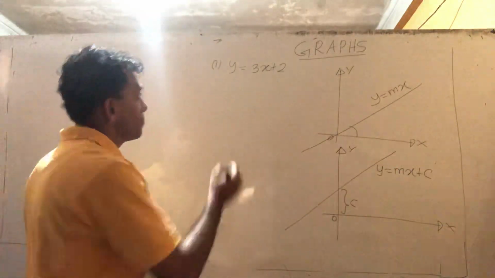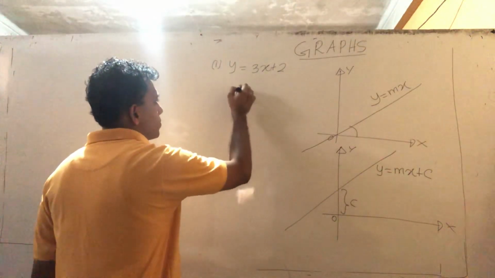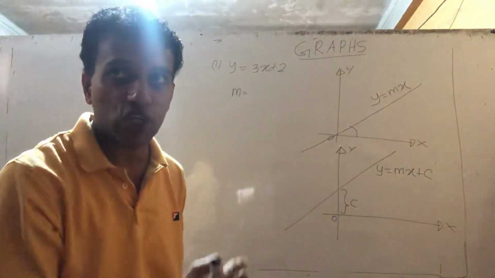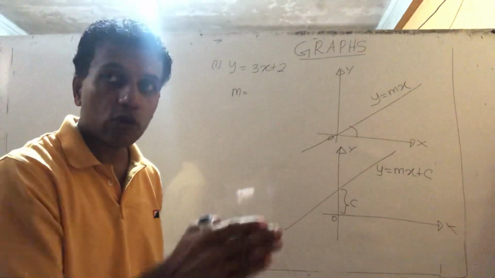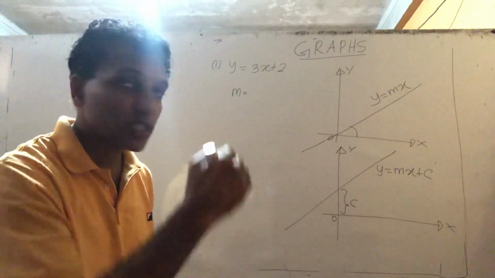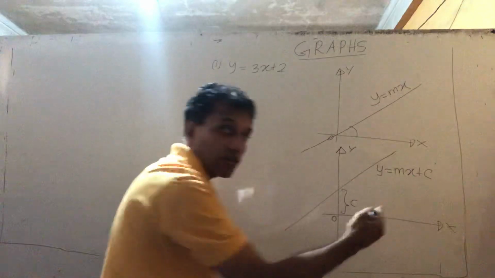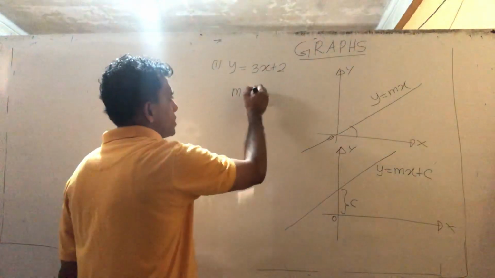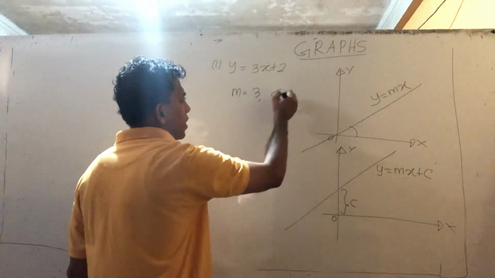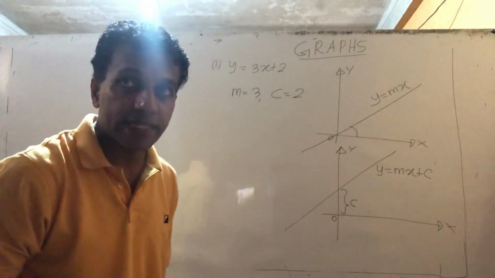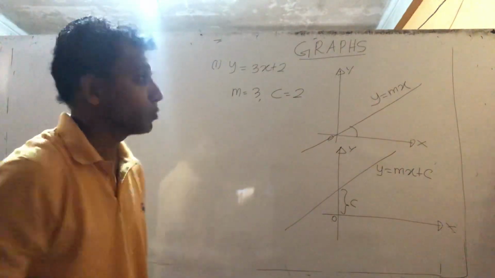So what is m? m means the coefficient in front of the x. If you write y equals, the number in front of the x we call m. So in front of x, 3. See here, m, x, in front of x. So m is 3. The last value, the intercept, c equals 2, right? Gradient 3, intercept is 2.